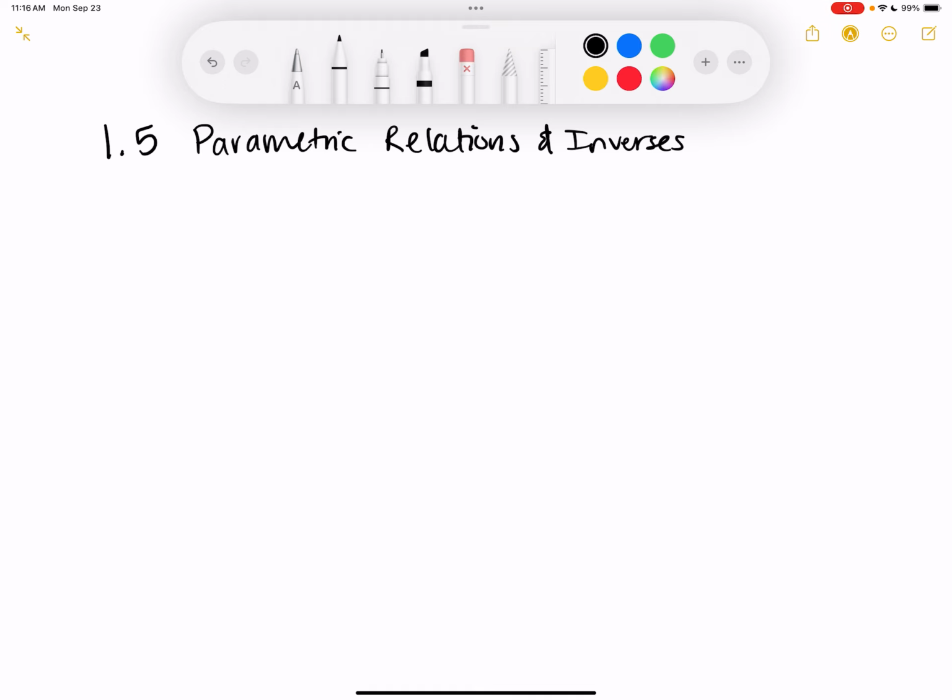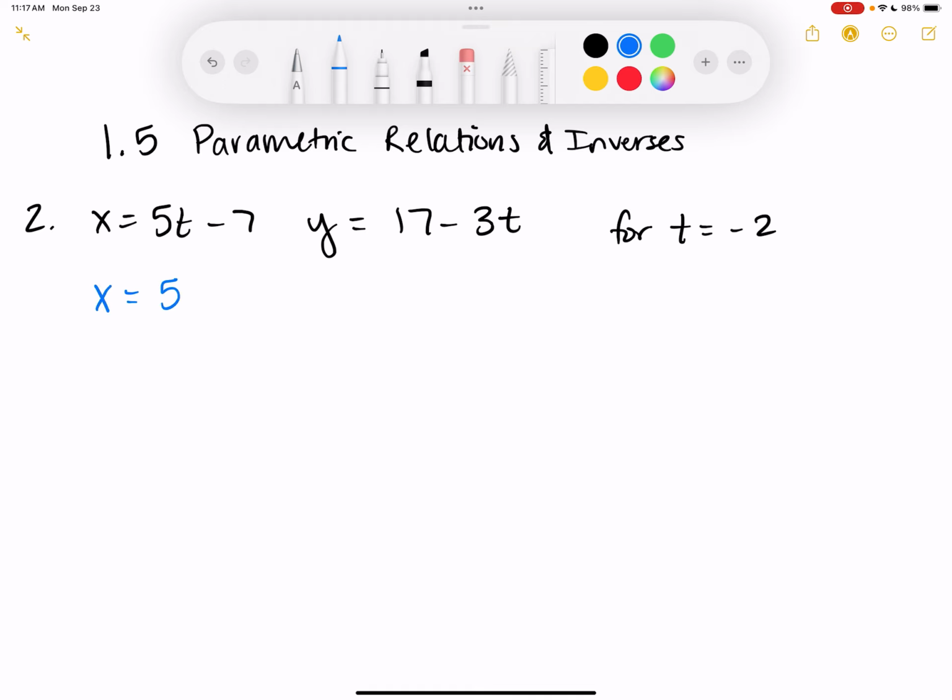All right, the first one says to find the xy pair of the value of the parameter. So number 2: we have x equals 5t minus 7, y equals 17 minus 3t, and that's for t equal to -2. So basically we just take that t value and plug it in for t in x and y, and we get an xy pair. So x equals 5 times -2 minus 7.